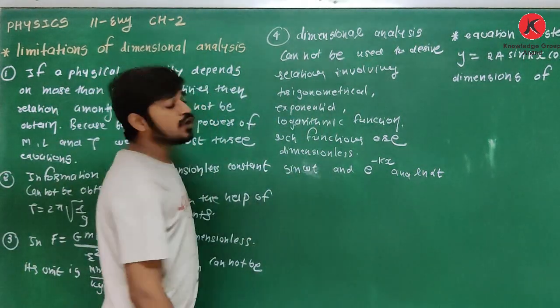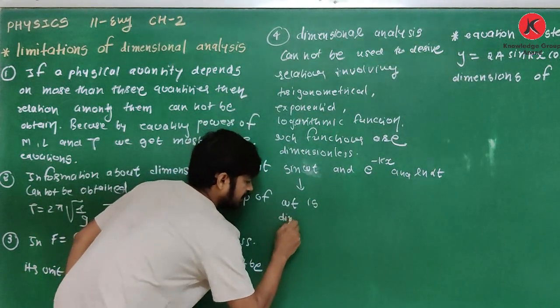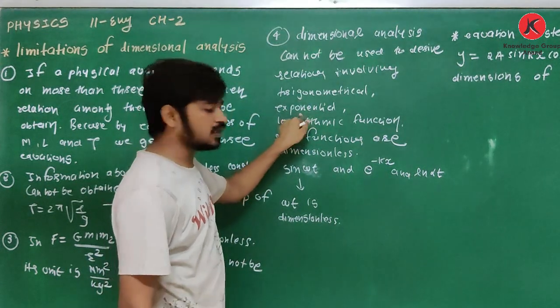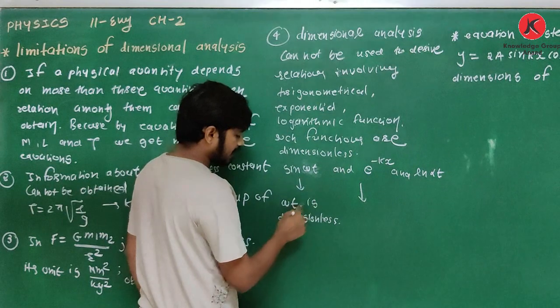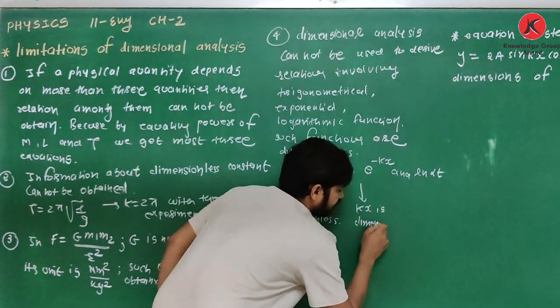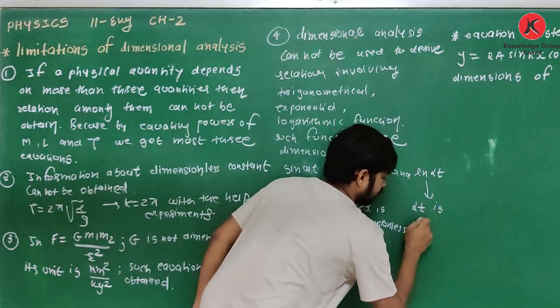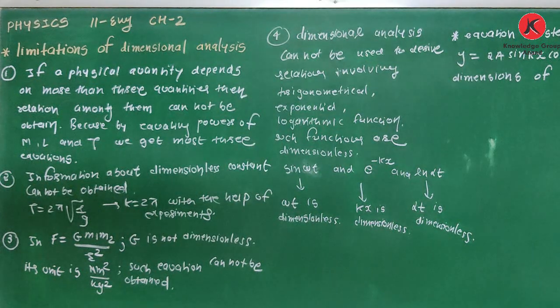See, sin omega t is called a trigonometric function. In this trigonometric function, this omega t is dimensionless. e raised to minus kx is an exponential function. In sin omega t, this angle is dimensionless. e raised to minus kx means the power of e, that is kx, is dimensionless. And in log alpha t, this alpha t is dimensionless. Clear about this? So yes, you have to remember it is one important limitation. Trigonometric functions, logarithmic functions, and exponential functions are dimensionless.